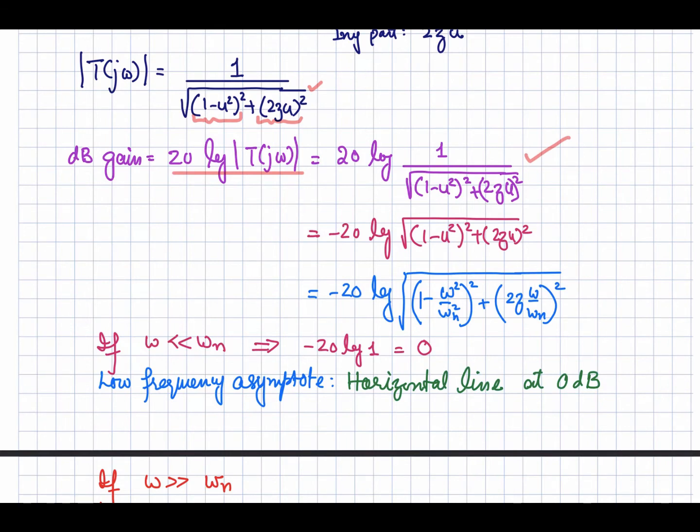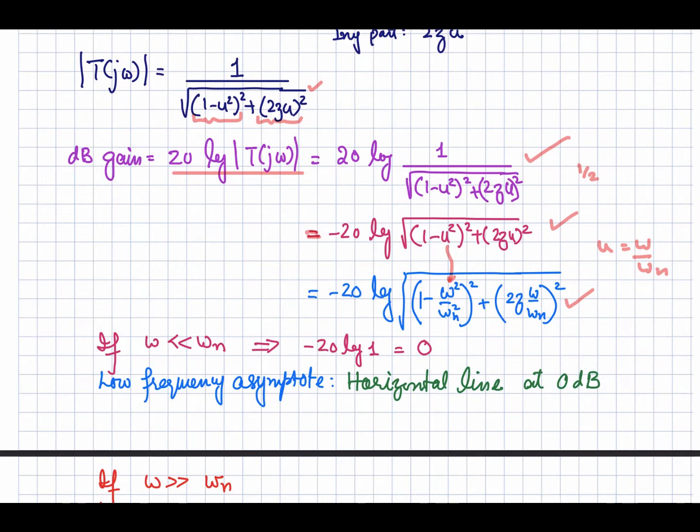And this can be written like that. If you consider it in terms of the power, square root is power 1 by 2. When it goes into the numerator, it becomes minus 1 by 2, and that minus is considered over here. And now considering this in terms of omega by omega n, because we know that u is equal to omega by omega n, we can write the equation for the dB gain that is given by this expression.